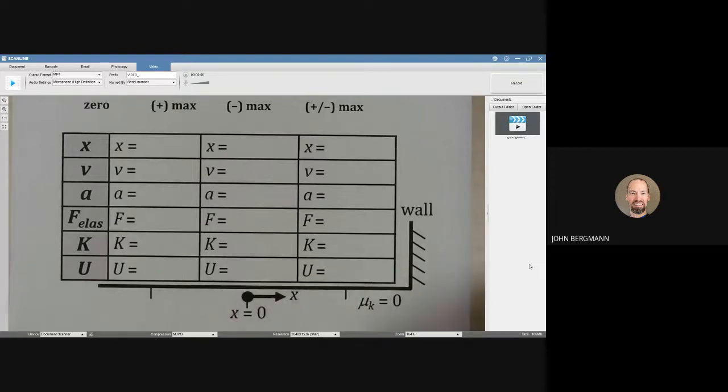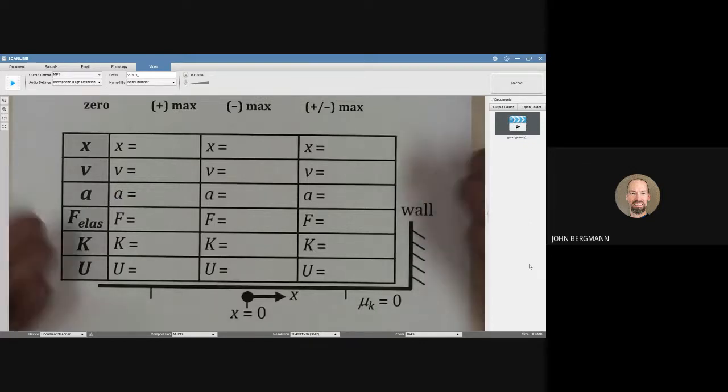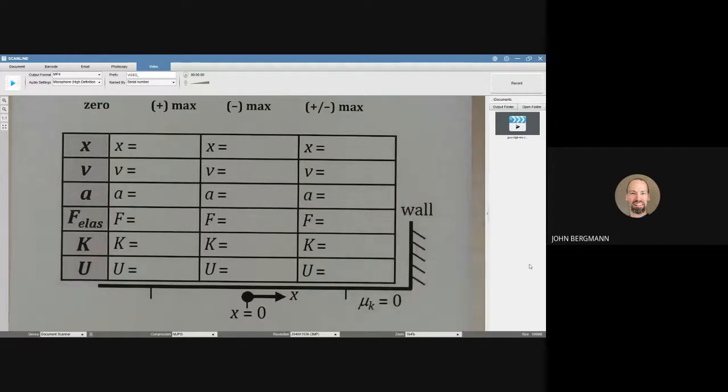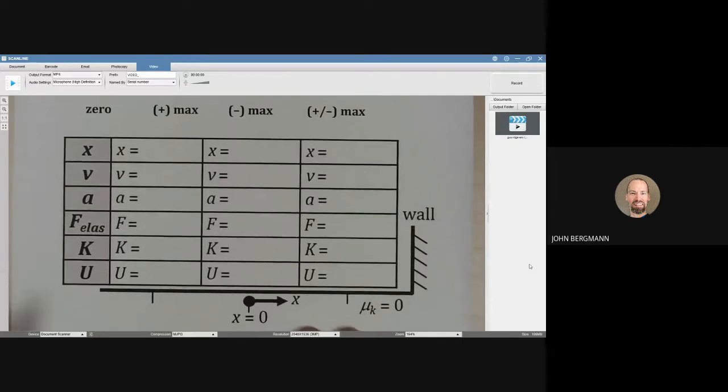And that mass is at an equilibrium position right here where my pen is pointing at the bottom of the screen. And then our mass oscillates between this tick mark on the left and this tick mark on the right, back and forth, back and forth. And we want to state what the values of all these different things are at these different points. It doesn't matter where we start. Why don't we start at the equilibrium position?